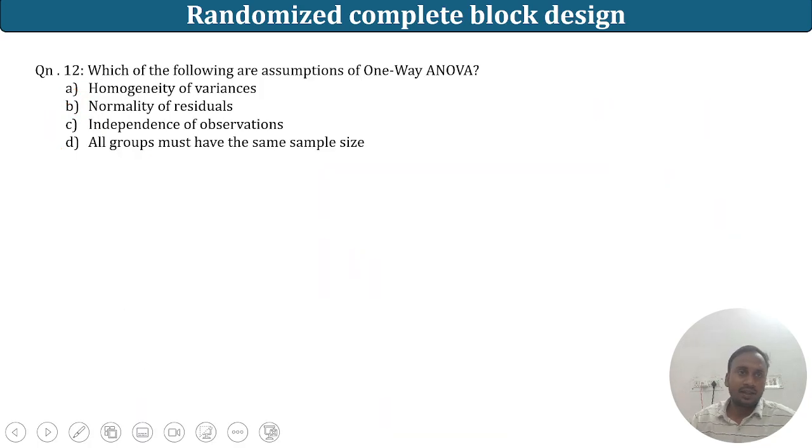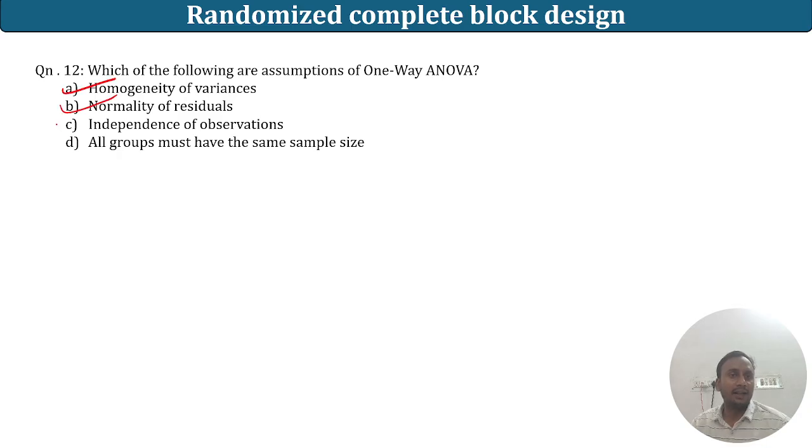Which of the following is an assumption of ANOVA? Homogeneity? Yes. Normality? Yes. Independence? Yes. Not at all.